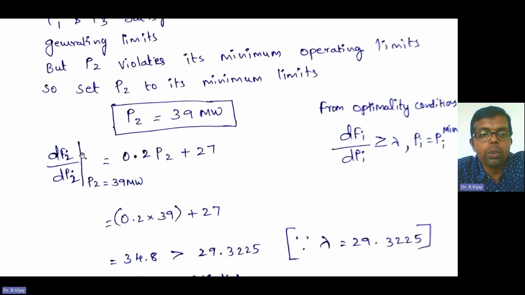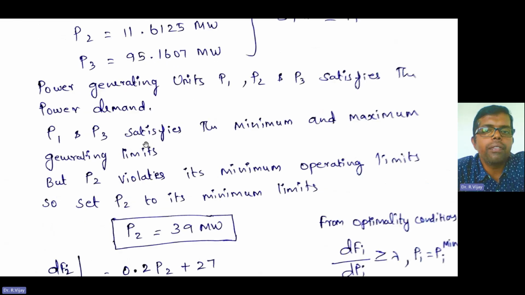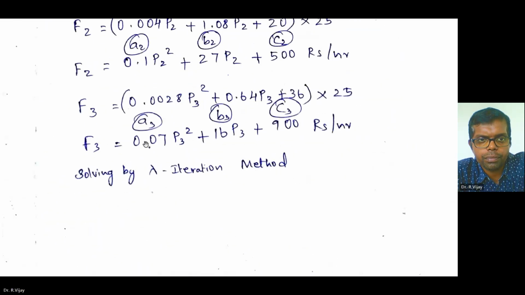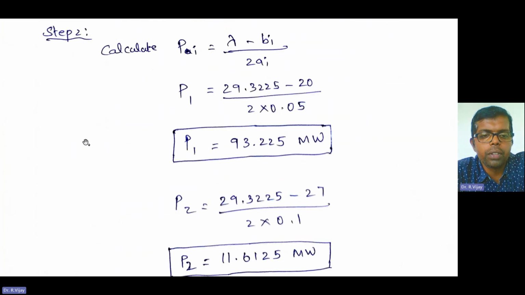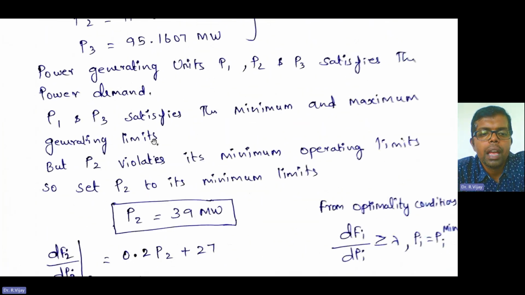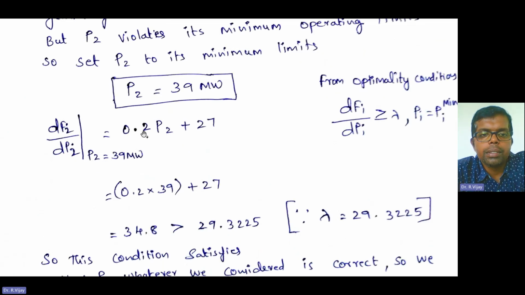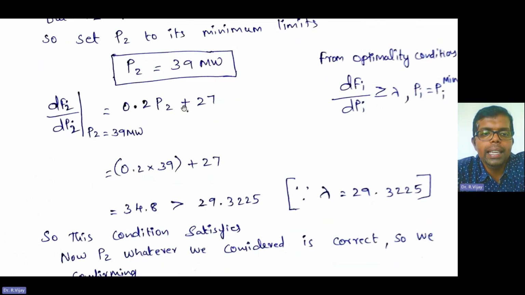F2 is already given in the problem, you need to differentiate it with respect to P2. We are getting the answer as 0.2 P2 plus 27. Here we substitute P2 as 39 megawatt. We are getting 34.8. 34.8 is greater than 29.3225, because lambda is 29.3225.